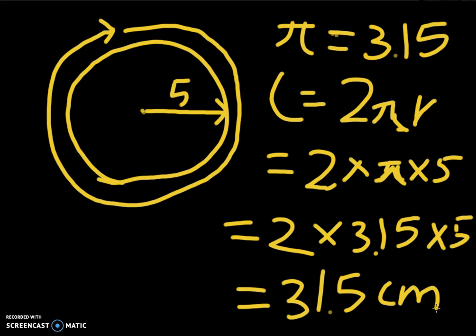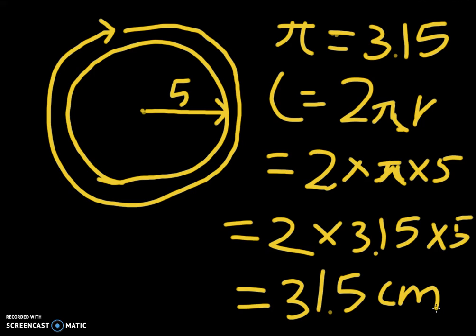So to recap, the formula for the circumference of a circle is 2 pi r. Pi, I'll explain to you in further videos, but just remember pi is an important mathematical term and it's equivalent to 3.15. So the formula for circumference is 2 pi r.